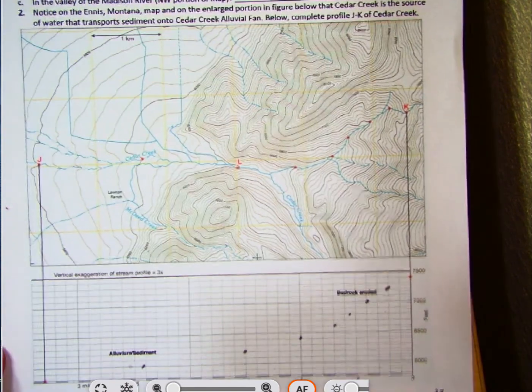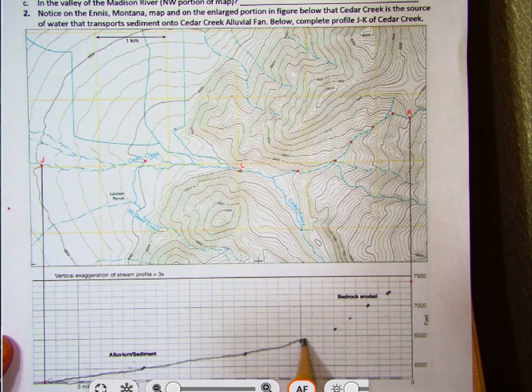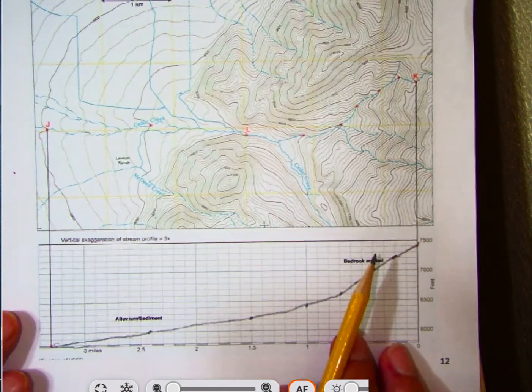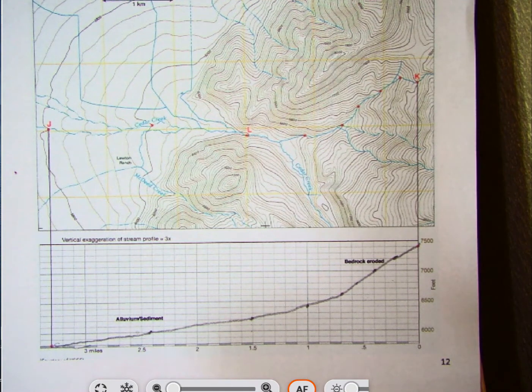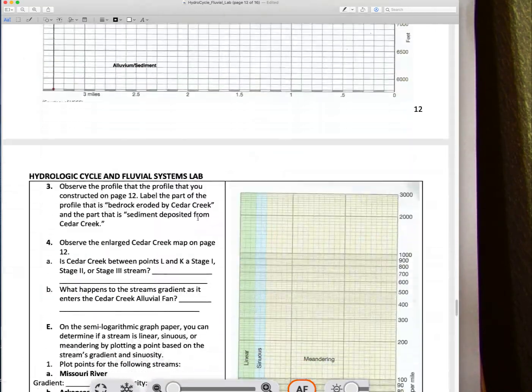So then I can connect these points to show the longitudinal profile. It's higher gradient over here, and it starts to flatten out over here. Now we can answer some questions regarding this. So we completed that profile here. The questions they're asking us are here. So observe this profile that we just constructed. Label the profile bedrock eroded and then sediment deposited.